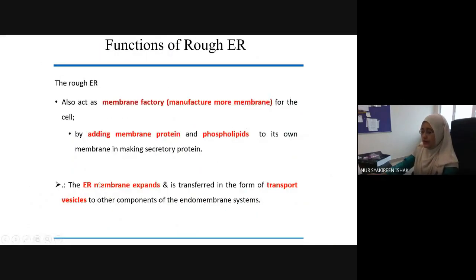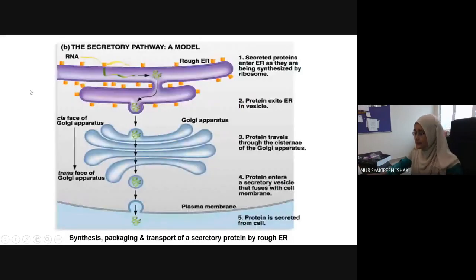Okay, so the ER membrane will expand, right? And then dia tak terus expand, sebab dia akan transfer the membrane to transport vesicle to fuse with the membrane of Golgi or the plasma membrane, or becomes the membrane of lysosome, for example. Okay. So ni satu lagi gambar yang saya tambah, sama je.